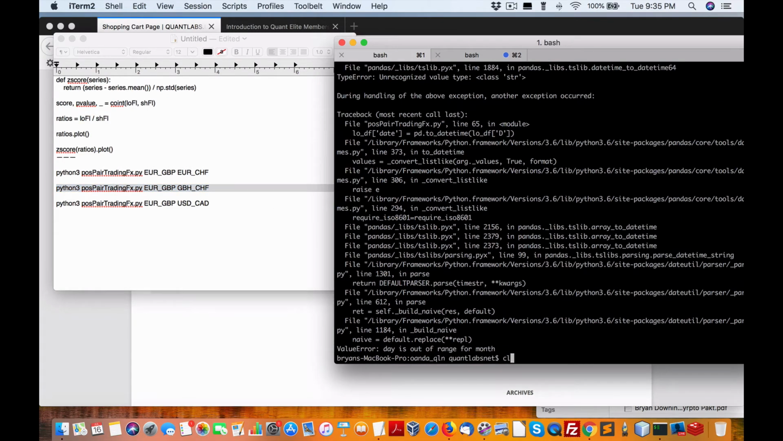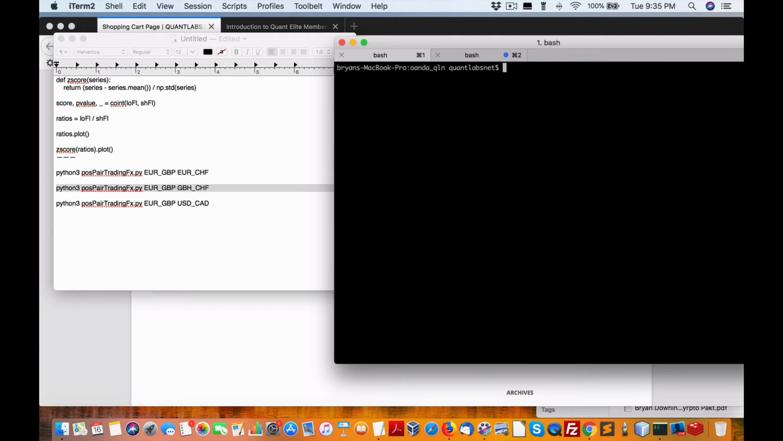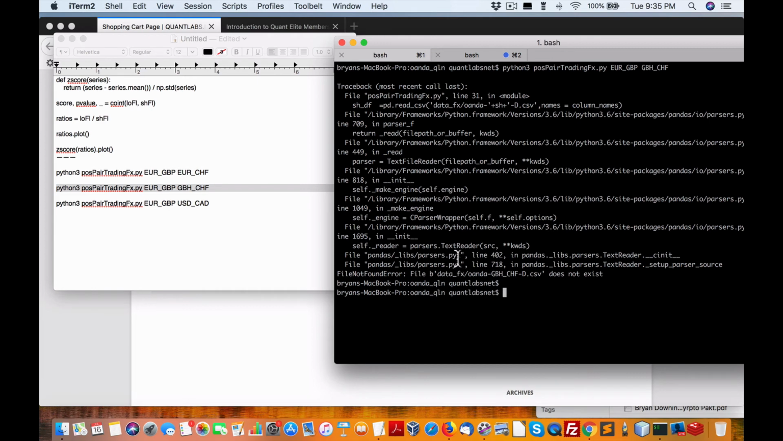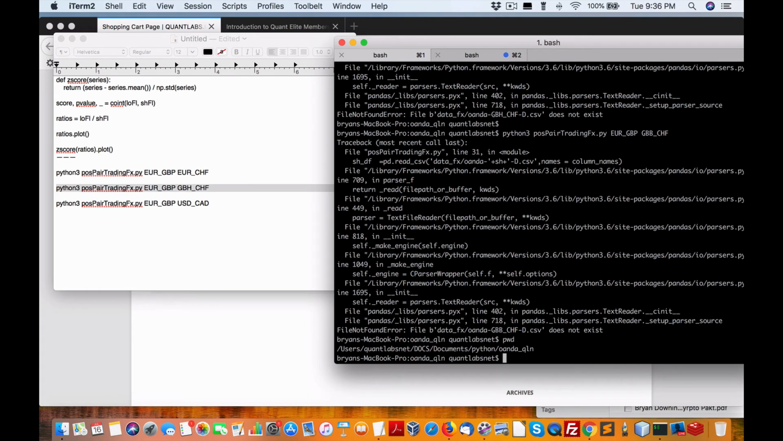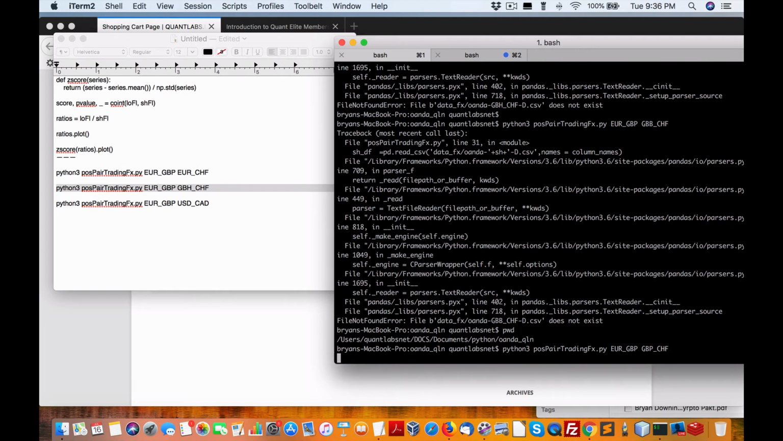Now let me just clear this and rerun this for the next 2 plots. Helps to have the right pair. Okay, boy, oh boy, I'm not doing too good today. So that is CHF. Okay, here we go.